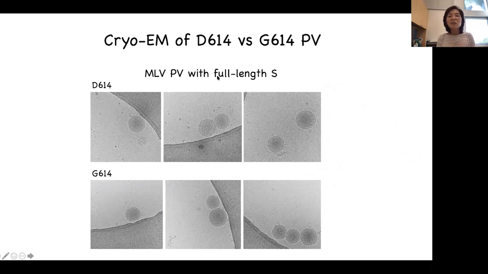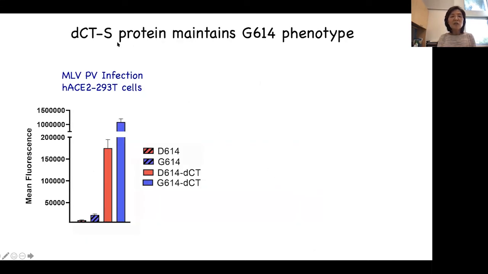I'm going to skip this because if you use a full-length S protein, you barely see any spike, even though I can see a tendency of higher spike on G614 PV. But nonetheless, it is very, very hard to see spike. So meanwhile, what we did was truncate the cytoplasmic tail of S protein, because this cytoplasmic truncation makes the spike trimer a lot more incorporated into the virion. And that is true for MLV, VSV and lentivirus. We saw this with the first SARS.